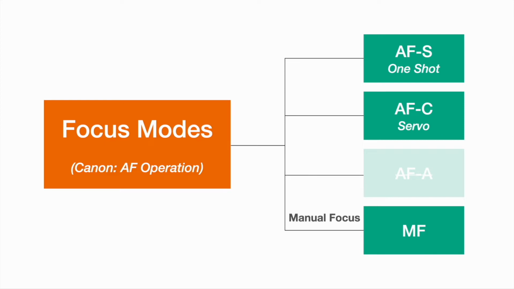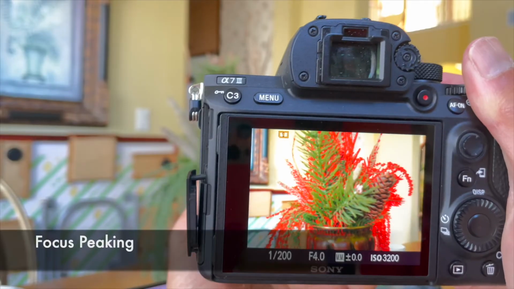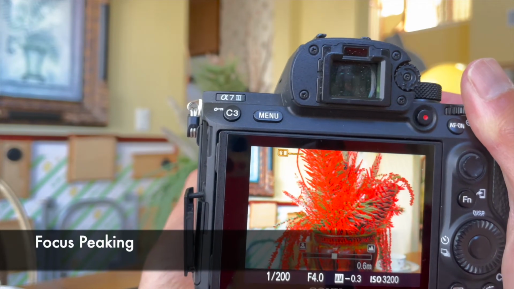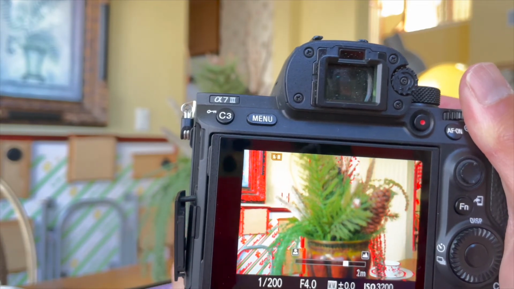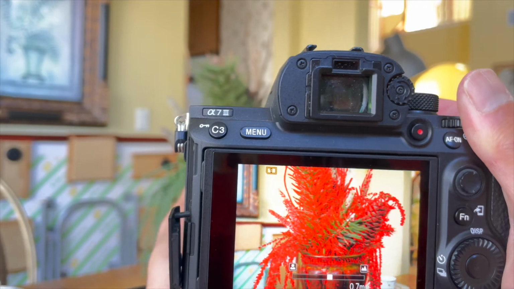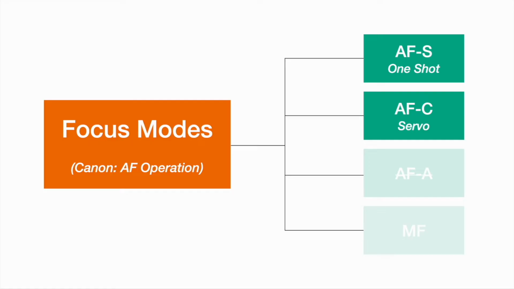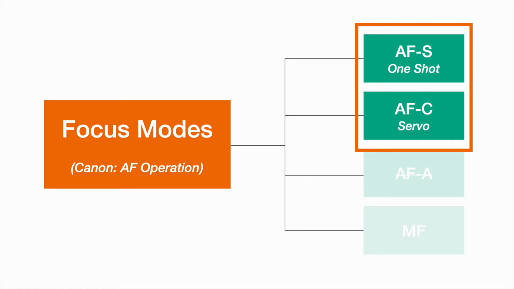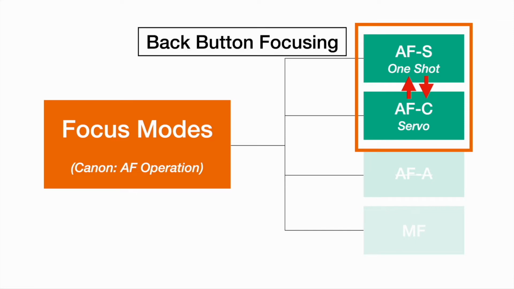Nowadays, you do not need to use your eyes to determine whether the subject is in focus or not. You can use focus peaking. With focus peaking, the parts that are in focus will be highlighted. Well, in general, autofocus single servo and autofocus continuous servo are what you will frequently use. And to toggle fast between these two modes, learn to use back button focusing instead of going into the menu every time.